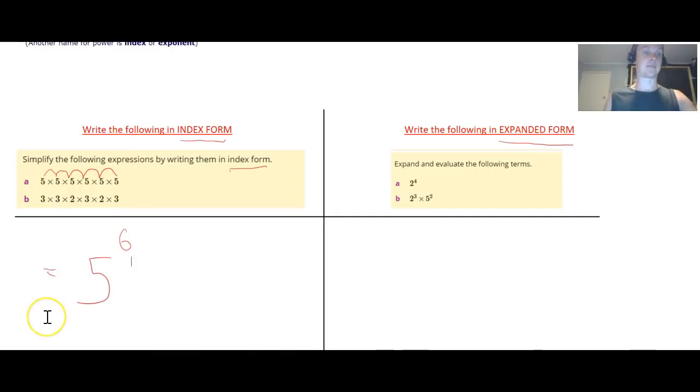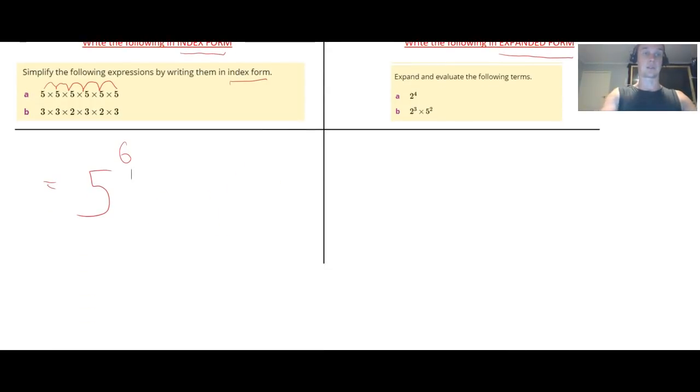Even if you have different numbers, you can write those as well. We'll use B here: 3 times 3 times 2 times 3 times 2 times 3. Let's start with 3 as our base number. How many times is 3 multiplied? 1, 2, 3, 4. It's multiplied 4 times, so that's what you put as your power.